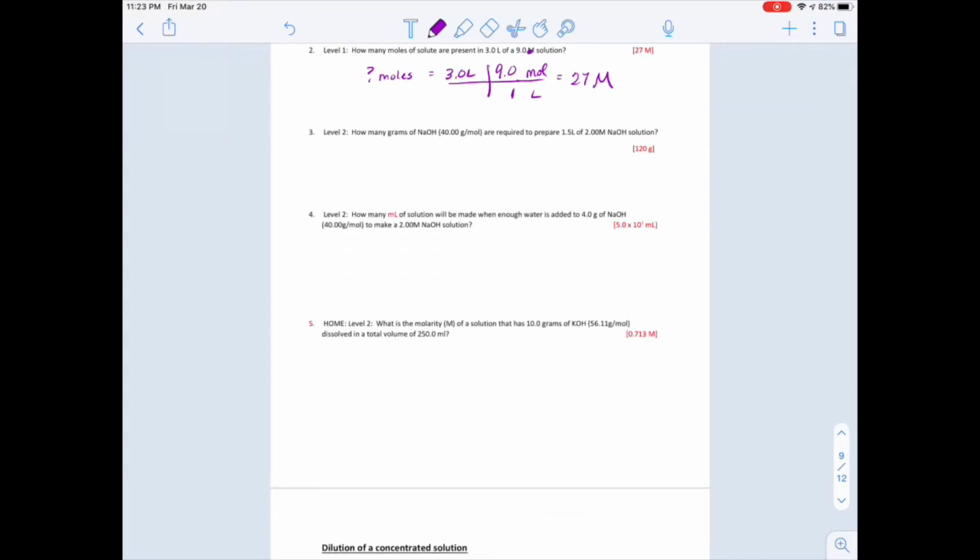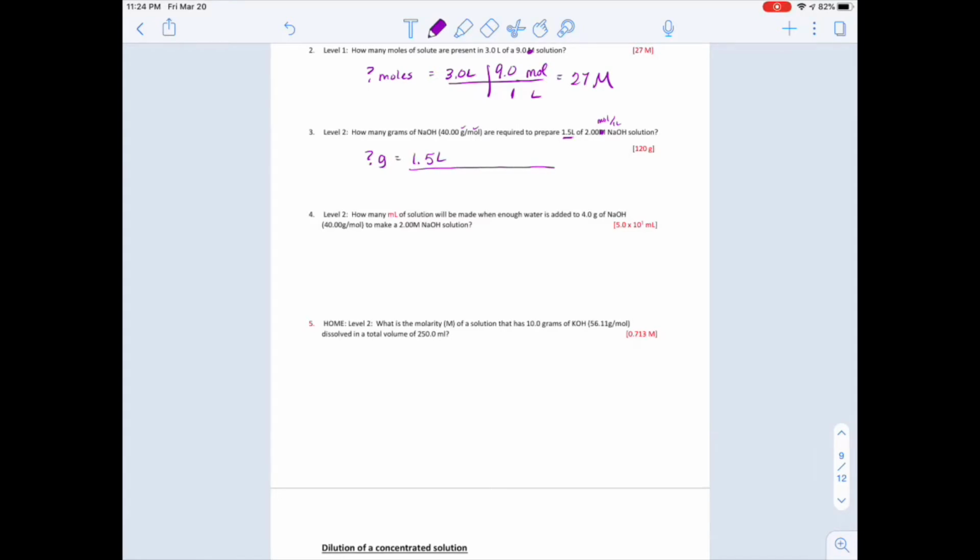Next one, how many grams are required to prepare this many liters of that solution? All right, so we're asking for grams this time instead of moles. This is why it's level 2. It has 1 extra step in it. So we have something that has molarity, so I'm going to rewrite it as moles in 1 liter. And notice this has 1 unit. Notice this has 2 units. So don't start with things with 2 units. Start with the thing that has 1 unit.